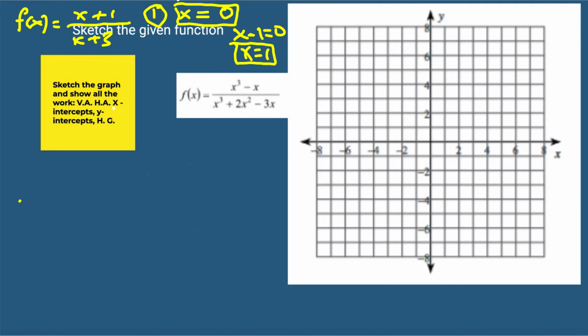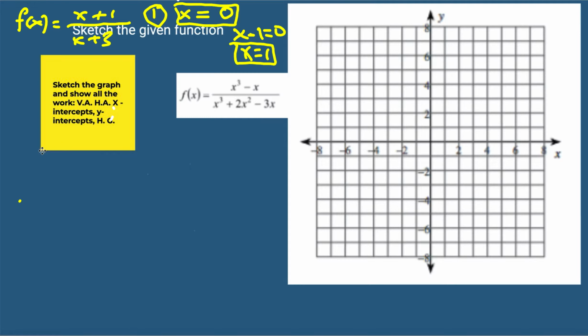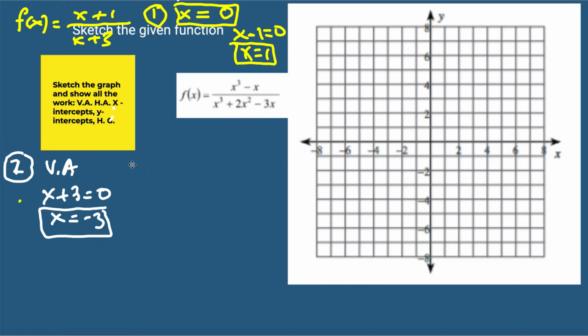But for the rest of the elements that we have to find in the graph, let me make first of all this one with a white color. So first, in fact, because the first one we already got, the holes of the graph. So second, let's find the vertical asymptote. To find the vertical asymptote, we take the denominator, x plus 3, and equate it with 0. And we solve for x, so x is equal to minus 3. So this is the vertical asymptote.